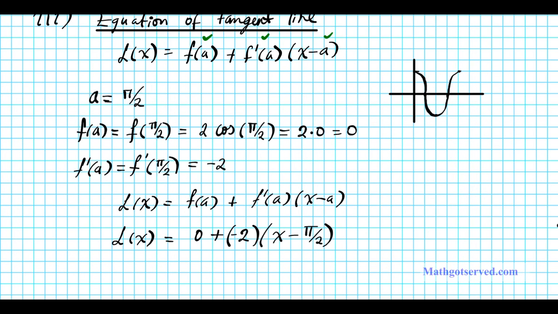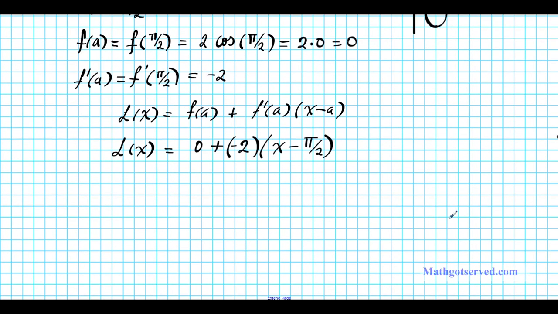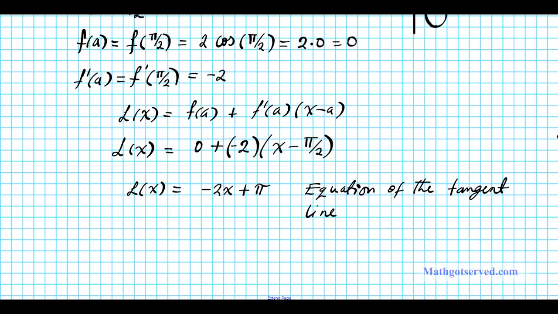Okay? So let's write this in slope-intercept form. So it's going to be L of x equals, distribute negative 2x, and when you distribute negative 2 to negative pi, it becomes positive pi. Okay? So this is the equation of the tangent line. All right, we can use our calculator to come up with this exact result.